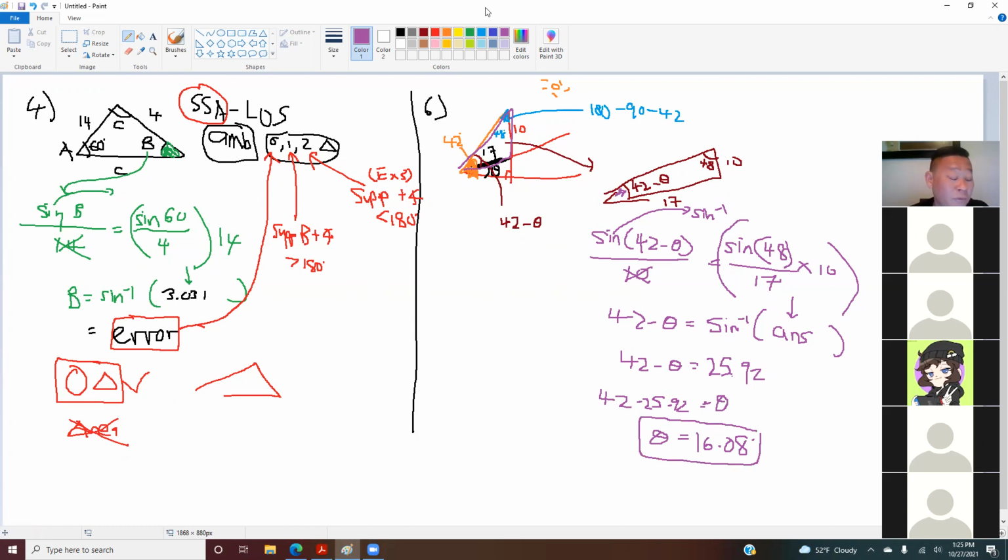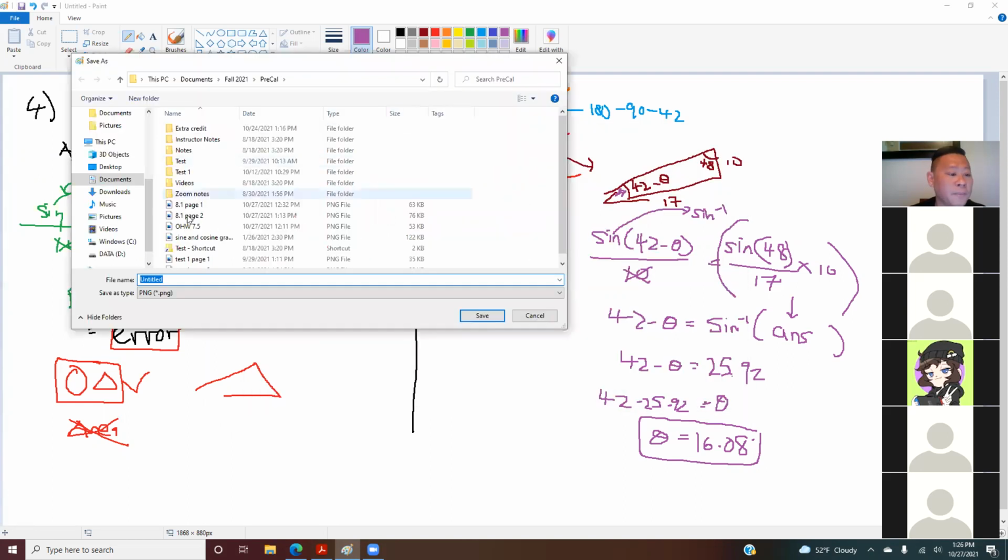The picture usually is drawn for you, so you do not need to draw the picture. The main part is to make sure you know how to find this 48 by taking 180 minus 90 minus 42. Then you use the law of sines: sine 48 over 17, and sine of 42 minus theta over 10. This is very heavy on calculator use, and a little bit of the geometry class that you took before. Anyone have any questions here?